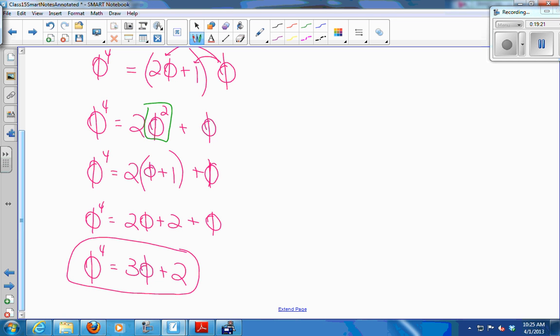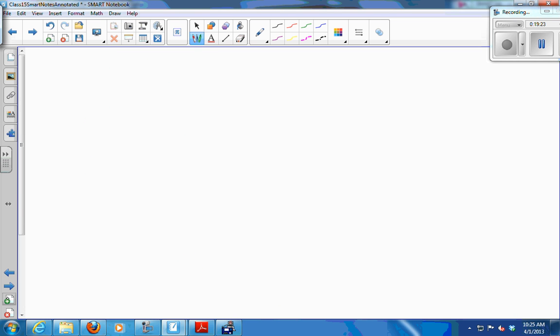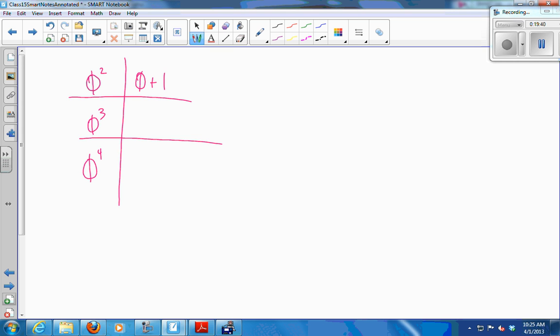So I'm going to keep a little chart here. I'm going to do phi squared, phi cubed, phi to the fourth, and what they equal, right? So phi squared, that was phi plus 1. And phi cubed, we figured that out, that was 2 phi plus 1. And phi to the fourth, that's 3 phi plus 2.